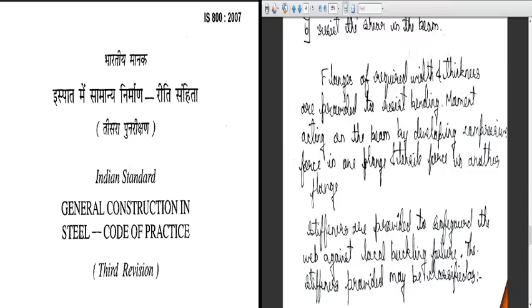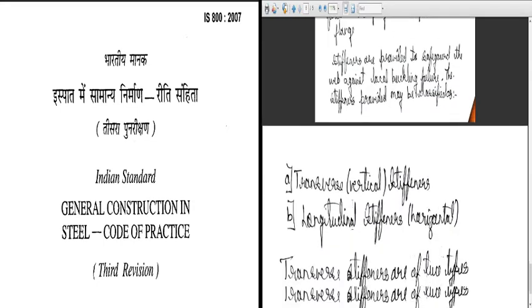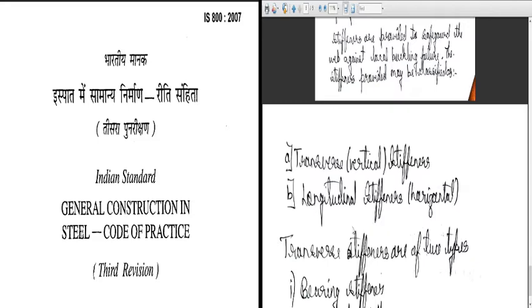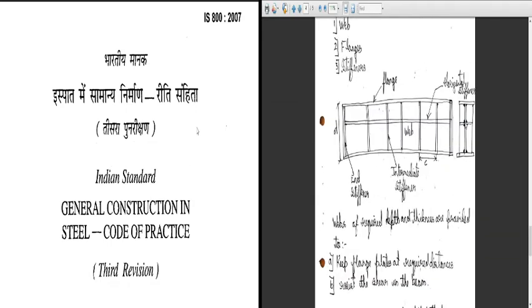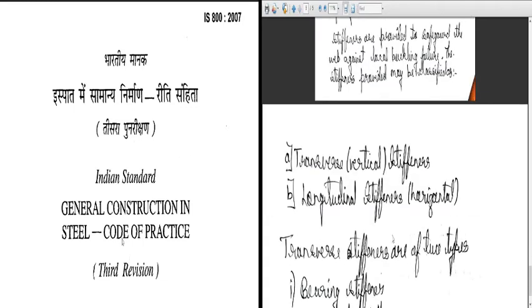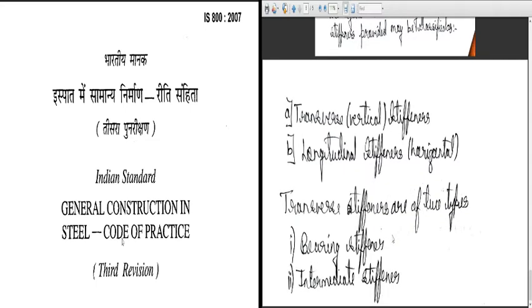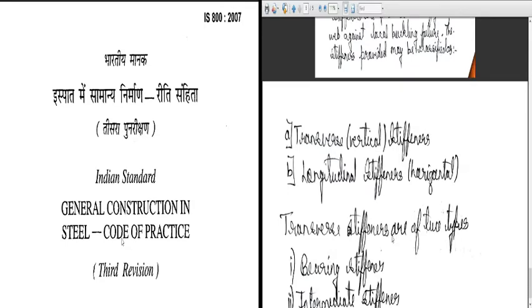Then stiffeners. Stiffeners are provided to safeguard the web against local buckling failure. The stiffeners may be provided as classified. So we have longitudinal stiffener, we have vertical stiffener. Longitudinal stiffener in the sense horizontal stiffener, transverse stiffeners in the sense vertical stiffener. In the cross section as well, this is horizontal stiffener, and this is along the length. So longitudinal stiffener and transverse stiffener which are vertical. Now let us see, transverse stiffeners are of two types: bearing stiffener and intermediate stiffener.